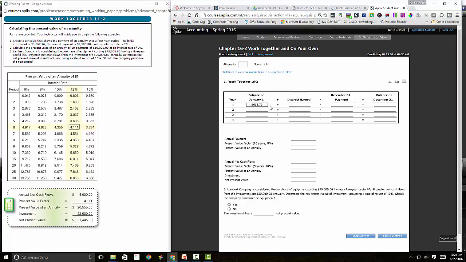So if I take 6% of that number, it's going to give me $519.77. How much is my annuity? $2,500. So now I need to take these two numbers, add them up, subtract my annuity, which is going to give me $6,682.53. That number then goes here on balance on year 2.